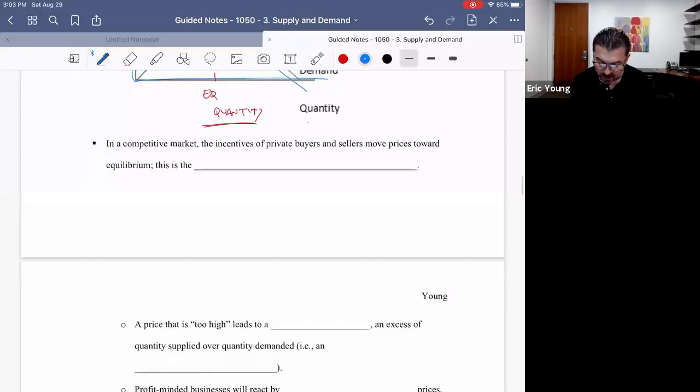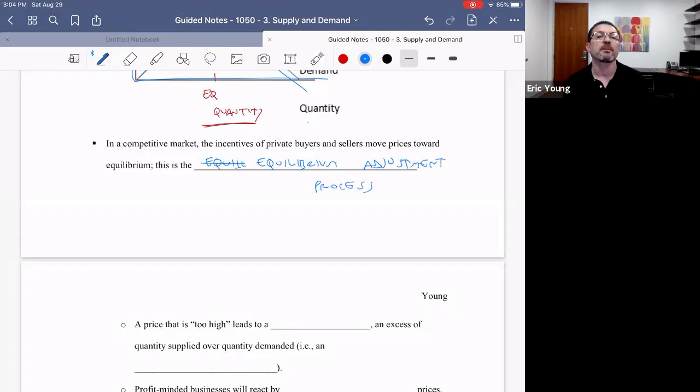And that happens through a process that we're going to call the equilibrium adjustment process.